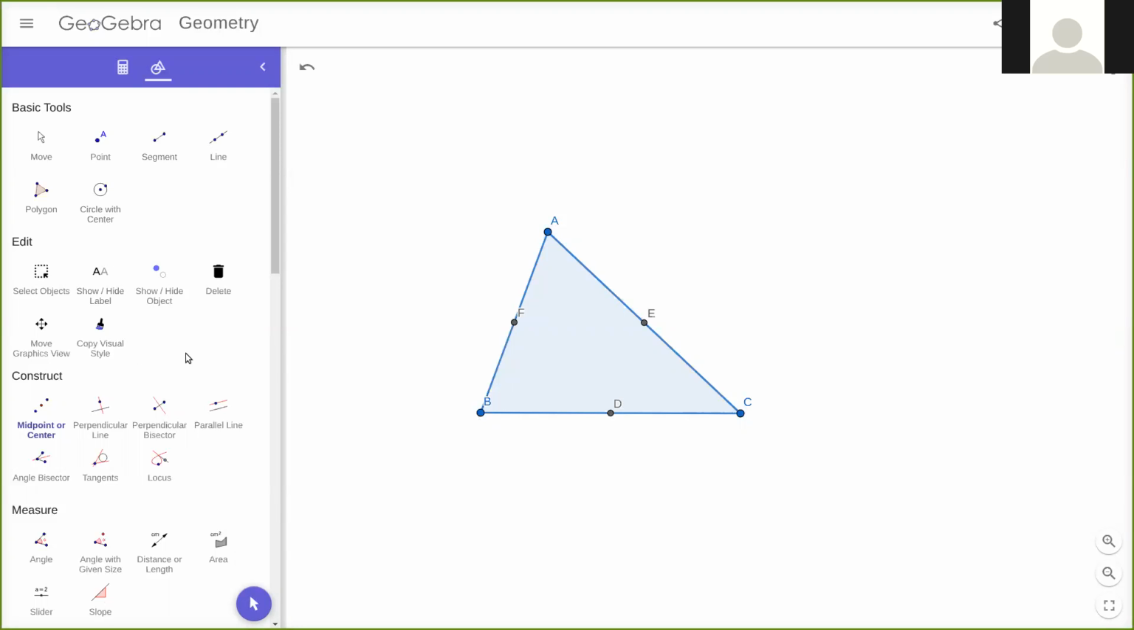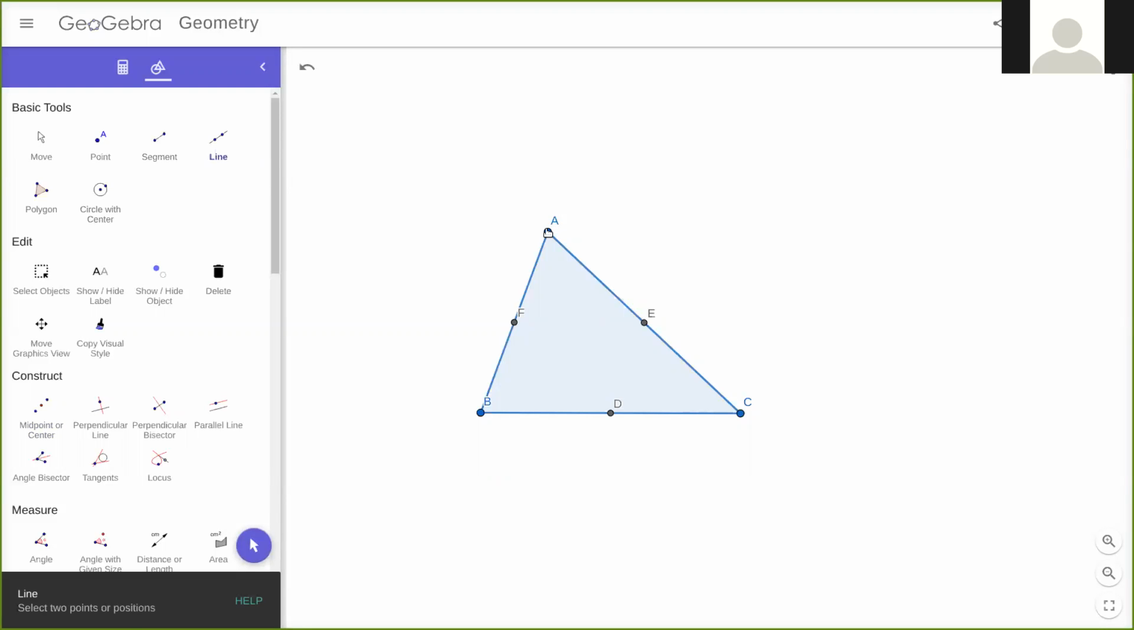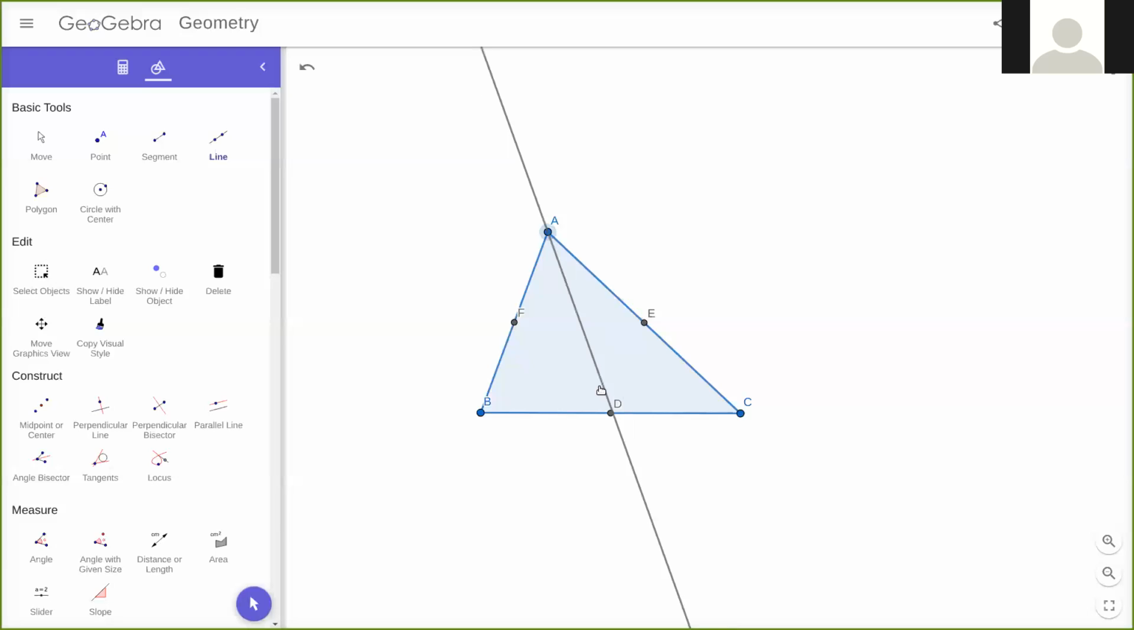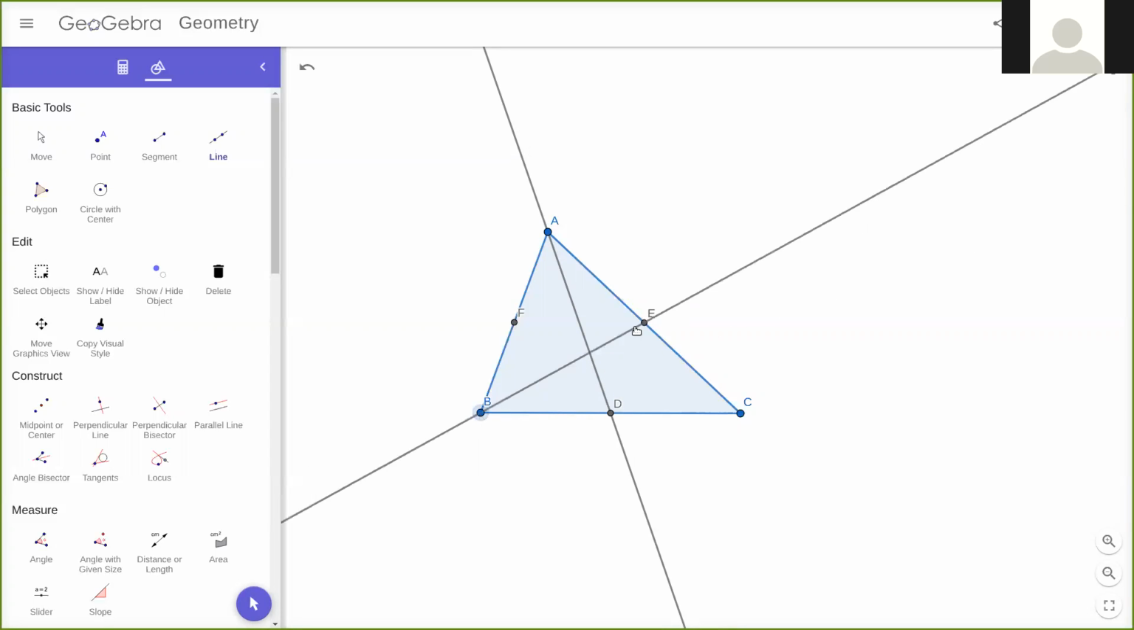So it turns out, if we draw the medians, AD, this is not just any cevian. Because D is the midpoint of BC, we call this a median. So this special cevian is called a median. And then we can also draw the median BE. And if we draw the median CF, what do you think is going to happen?